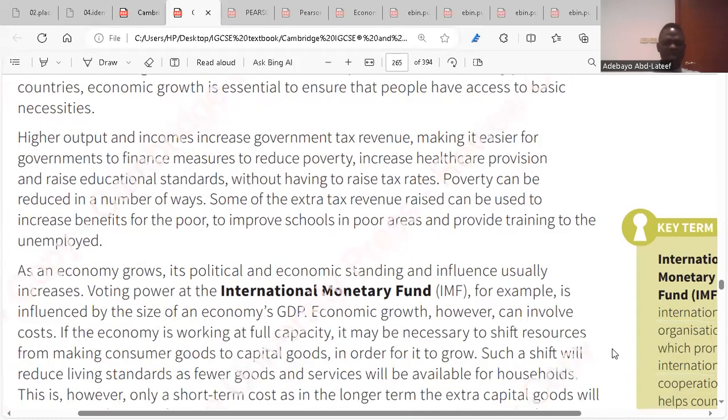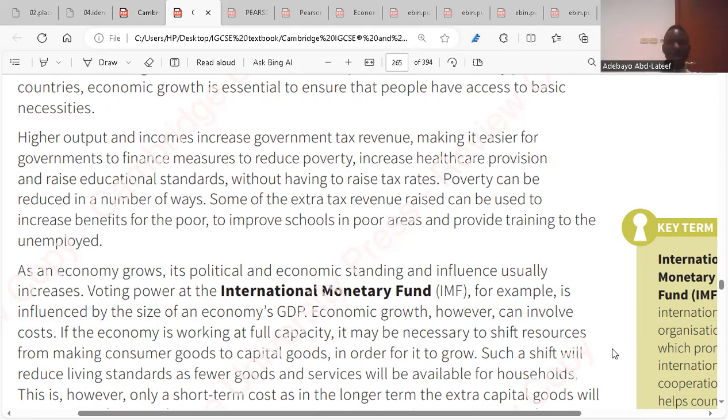So higher output, are you there, please? Yes. Higher output and incomes increase government tax revenue, making it easier for government to finance measures to reduce poverty, increase healthcare provision, and raise educational standards. Without having to raise tax rates, poverty can be reduced in a number of ways. Some of the extra tax revenue can be used to increase benefits for the poor, to improve schooling in poor areas, and provide training to the unemployed.